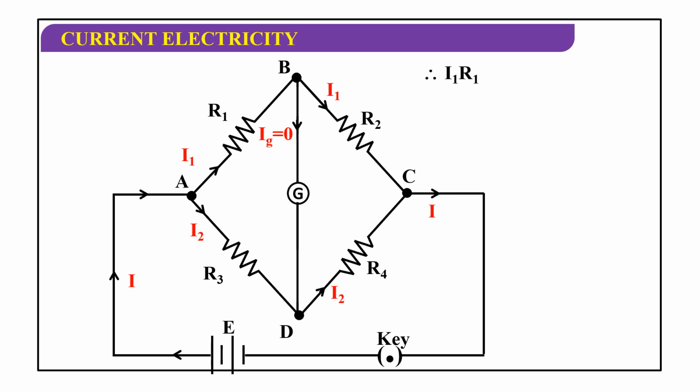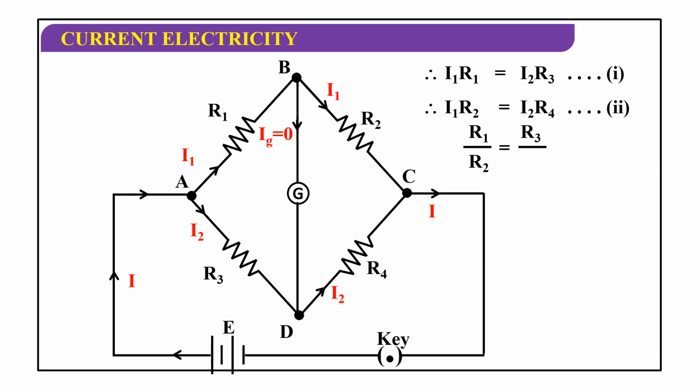Therefore, I1 R1 is equal to I2 R3, equation 1, and I1 R2 is equal to I2 R4, equation 2. So again I divide equation 1 by equation 2. So R1 by R2 is equal to R3 by R4. So if I know three resistances, I can get the fourth unknown resistance from here.